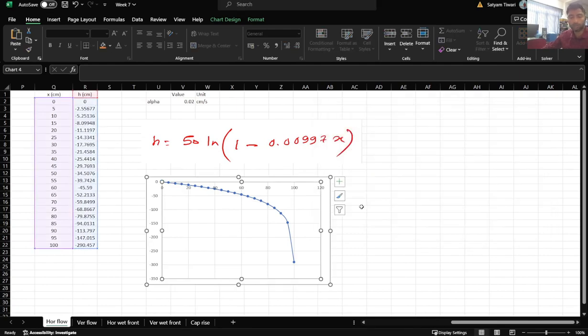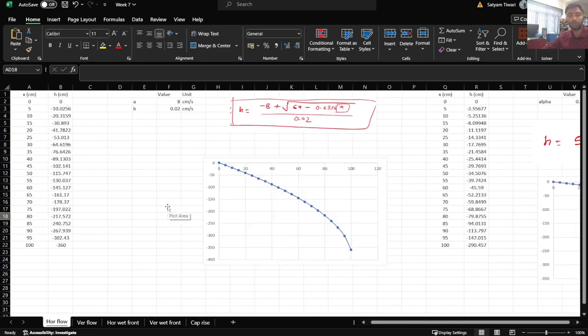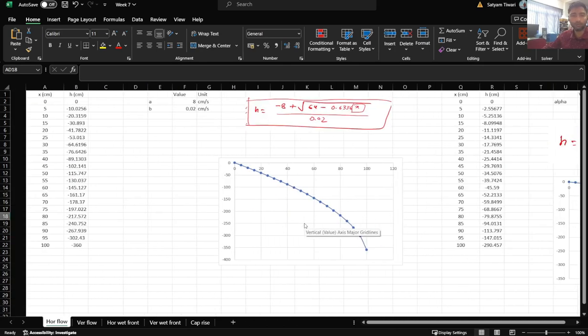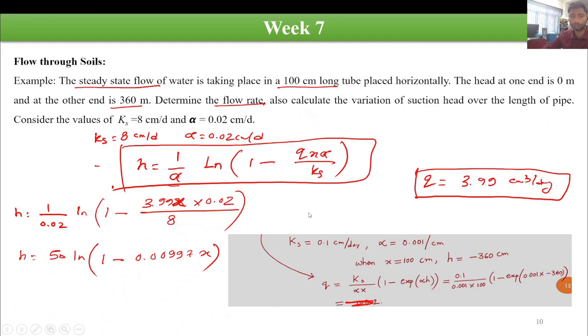You see, in this variation also we can see the head variation with distance is highly nonlinear. Okay, here we can observe. So for both cases, the head variation is coming to be nonlinear. So you can take some time on this question and see what went wrong while calculating the value of Q.